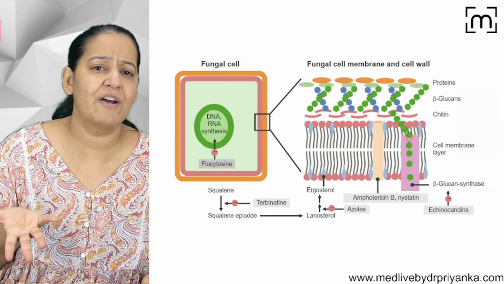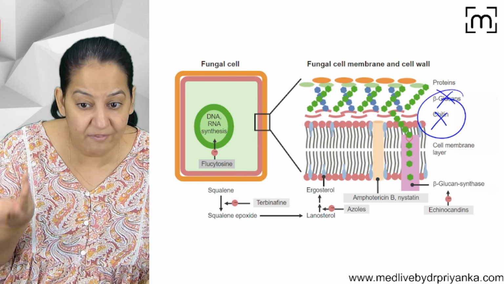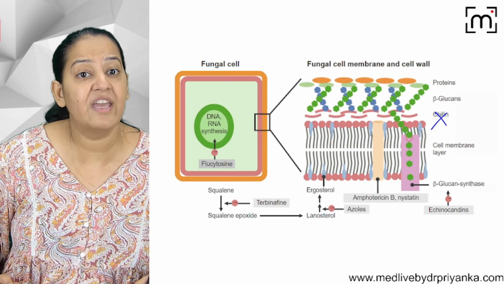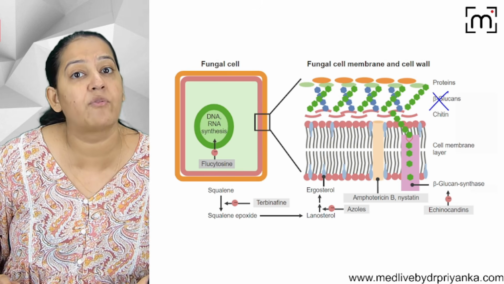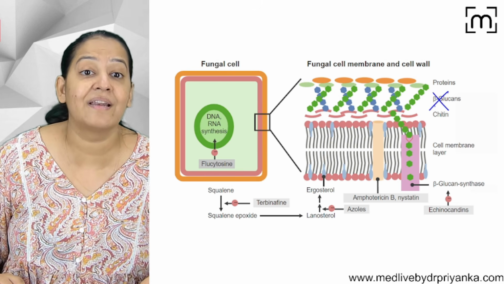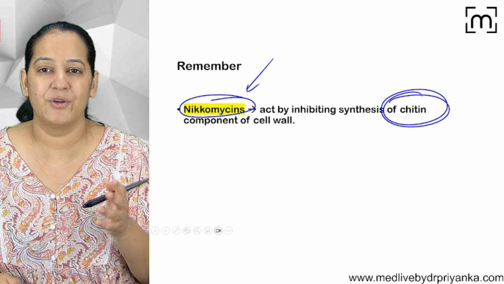So either one of them is absent. Either beta-glucan is absent or chitin is absent. Ultimately, the cell wall will not form. If we give Caspofungin, beta-1,3-glucan will not form and that's why the cell wall will not form. If we give nikkomycin, chitin will not form and that's why the cell wall is not formed. So it's a newer drug. You can learn its name.